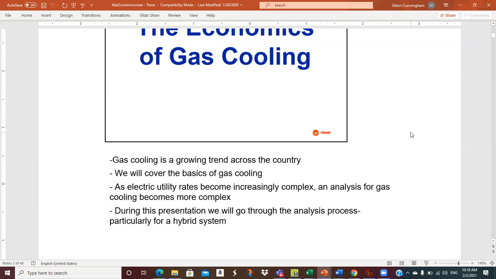As electric utility rates become increasingly complex, an analysis of gas cooling becomes more complex. During this presentation, we'll go through the analysis process, particularly for a hybrid system. By hybrid system, they mean one where you have absorption and centrifugal chillers teamed together in the same situation.